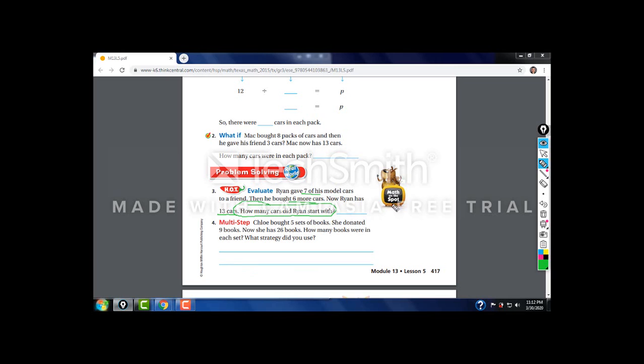So what do I know? I know that he has 13 right now. That's your total, right? Then he bought 6 more cars. Okay. So he gave 7 away. Then he bought 6 more cars. So after he gave 7 away, he bought 6 more. And now he's a total of 13. So he bought 6 more.